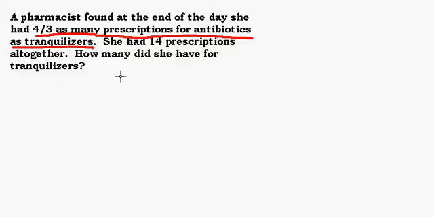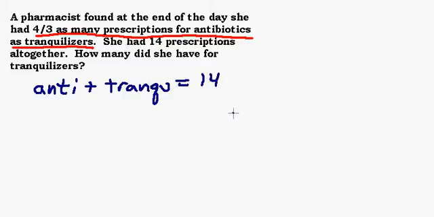So I underlined in red that phrase, 4/3 as many prescriptions for antibiotics as tranquilizers, because that's going to be the most confusing part we're going to have to deal with. Let's look at the easier part first, which is understanding what that 14 is about. She had 14 prescriptions altogether. So we know that the number of prescriptions for antibiotics plus the number of prescriptions for tranquilizers would equal 14 total prescriptions.